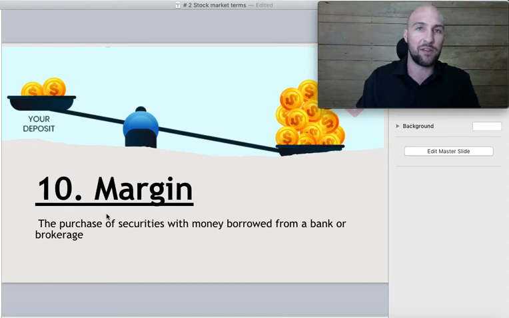So margin is definitely a no-go. Don't trade on margin, of course not. But if you know what you're doing, you can obviously go and do margin. But if you're watching this video, no, don't do it. Margin is the purchase of securities with money borrowed from a bank or brokerage account. So there you have it.